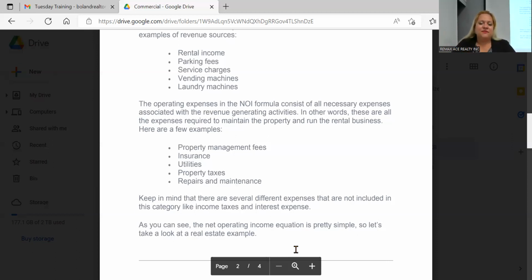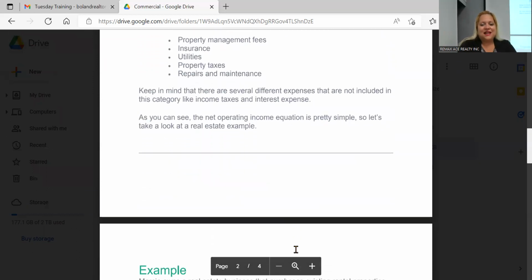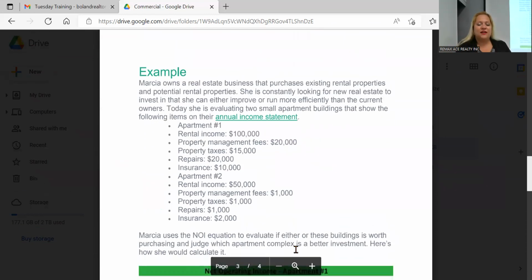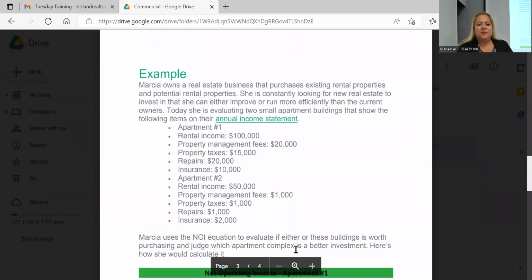Keep in mind there's several different expenses that are not included in this category, like income tax and interest expense. As you can see, the net operating income equation is really simple. You just take what your cash flow is, minus what your expenses are, and that's your net operating income. They just give you a quick example here.